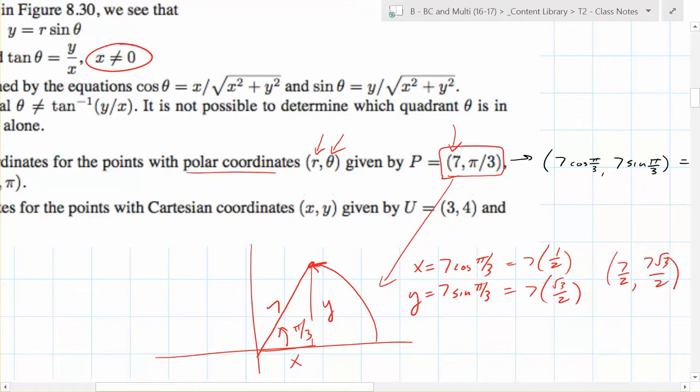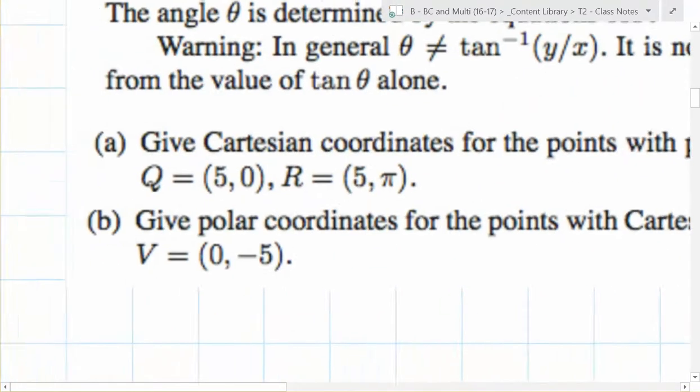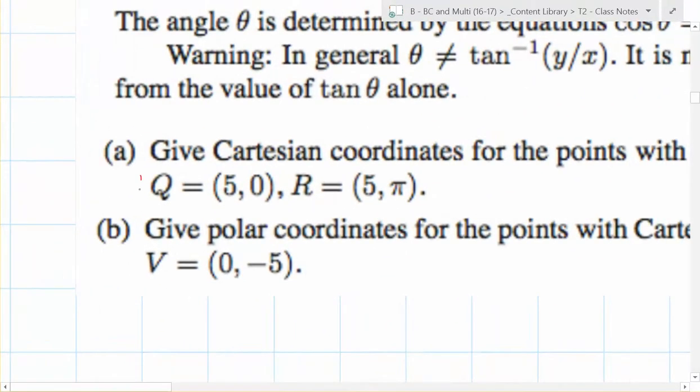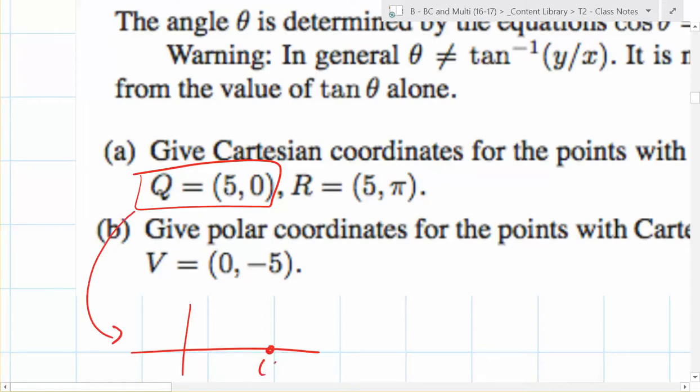You okay with that? Okay, what about this one right here? 5, 0. What does that mean? It's a distance of 5 away from the origin, and what's the angle measure that it forms? 0. So it's just here. So what point is that in Cartesian? 5, 0 in Cartesian, yeah. So are some points the same? Yes, all the points on the positive x-axis.